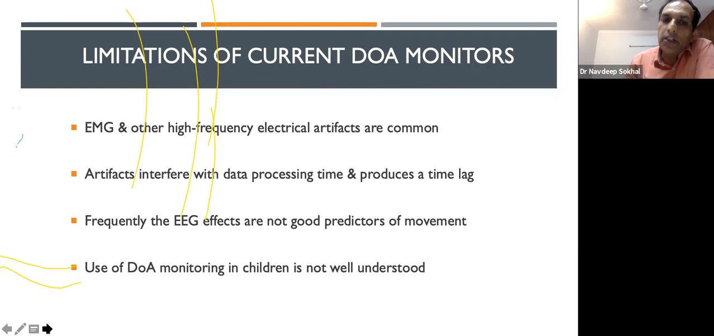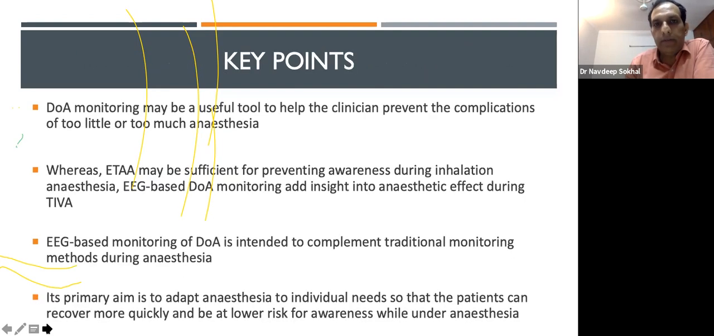Frequently the EEG effects are not good predictors of movement. What we are actually measuring is the hypnosis, not movement, and use of depth of anesthesia in children is not well understood. So these are the limitations of currently available monitors. So finally, the key point of these two classes is that depth of anesthesia monitoring may be a useful tool to help the clinician prevent the complications of too little or too much anesthesia. It may be a tool to help a clinician.